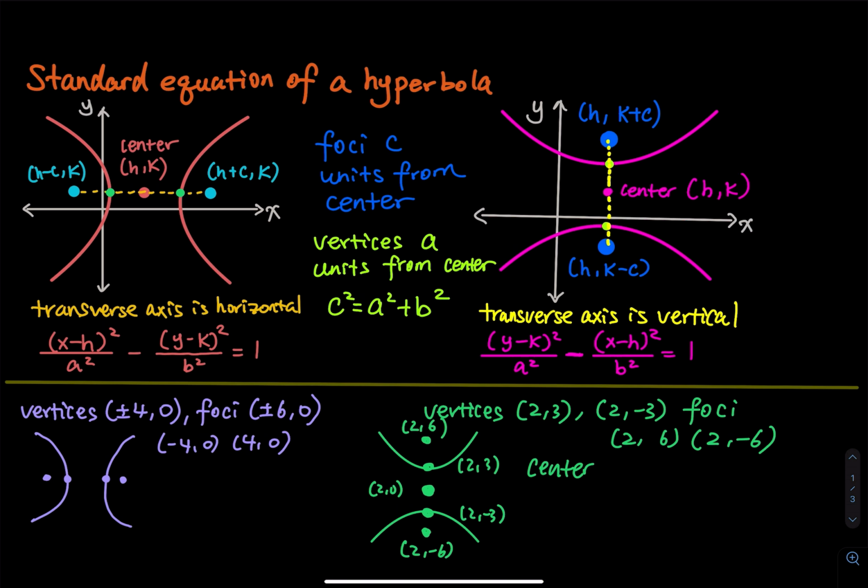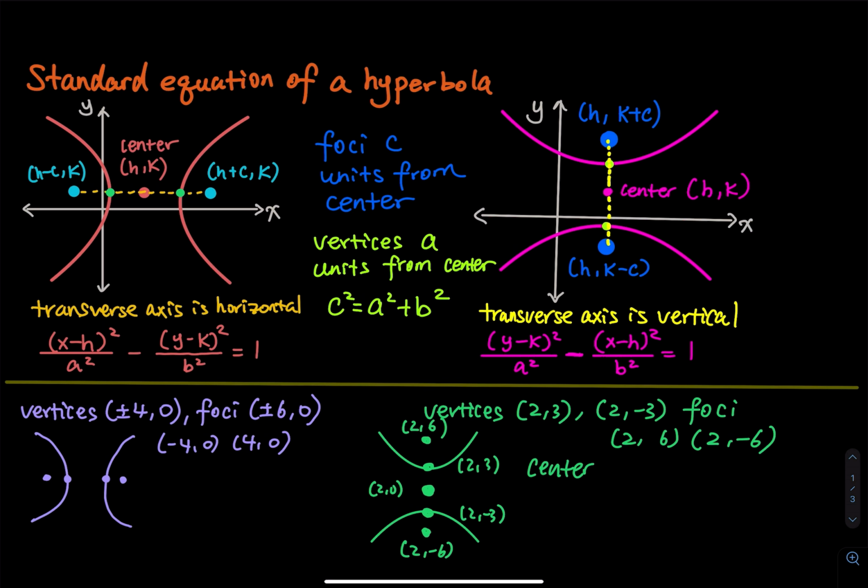The relationship between a, b, and c is c squared equals a squared plus b squared. For a vertical hyperbola, the standard equation is (y minus k) squared divided by a squared, minus (x minus h) squared divided by b squared, equals 1. If you make a quick comparison between the horizontal and vertical hyperbola, the difference is that for horizontal, x goes first. For vertical, y goes first. All right, so let's do some exercises.